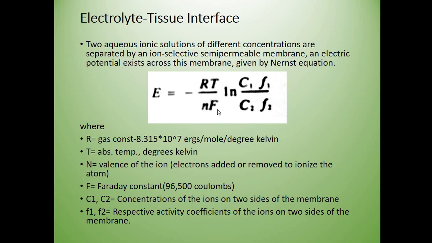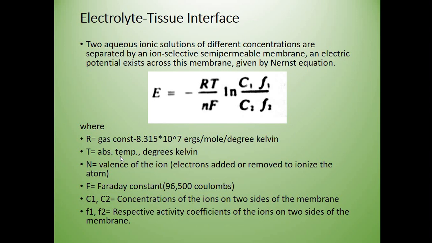Accordingly, the potential that exists across the semi-permeable membrane is given as E is equal to minus RT divided by NF, natural log of C1 F1 divided by C2 F2, where R is the gas constant, which is equal to 8.315 into 10 raised to 7 ergs per mole per degree Kelvin.